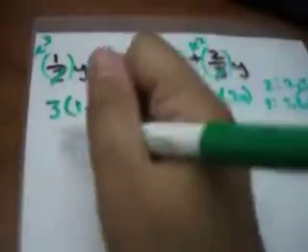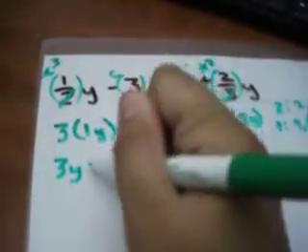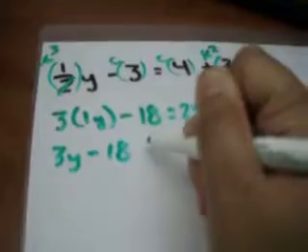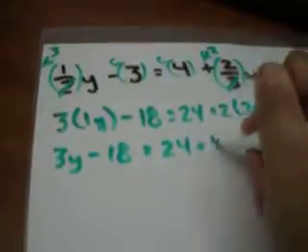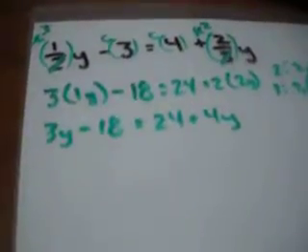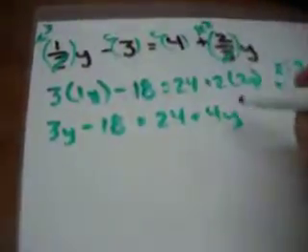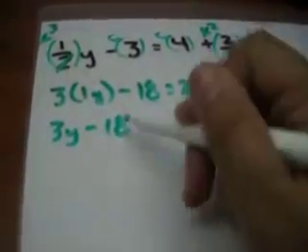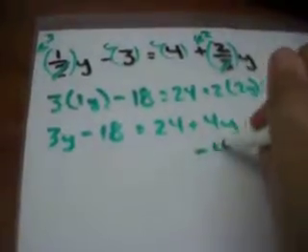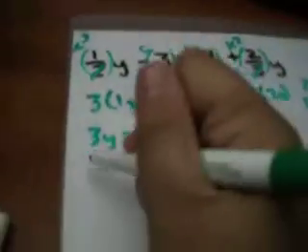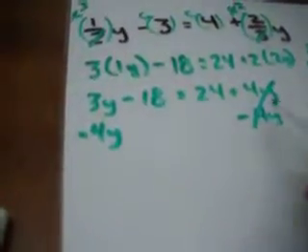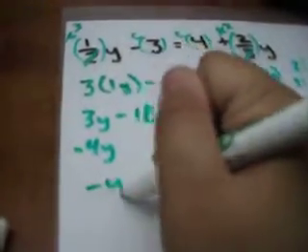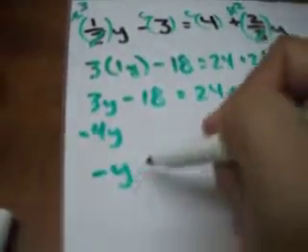3 times 1, well, that's 3y minus 18 equals 24. 2 times 2y, well, that's 4y. Now, letters to the left. This here is to the right of the equal sign, so I'm going to minus 4y here. What you do to one side, you must do to the other side. So I'm just left with, that one cancels out, negative y, or negative 1y, same thing.